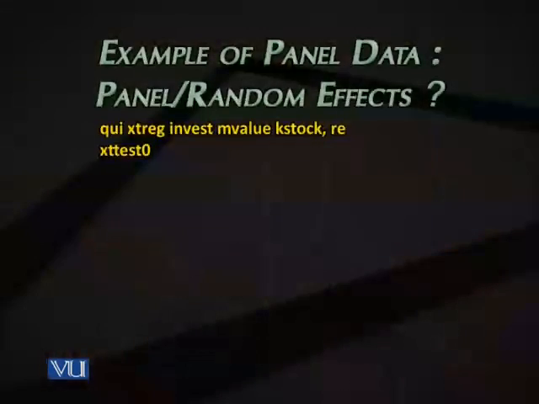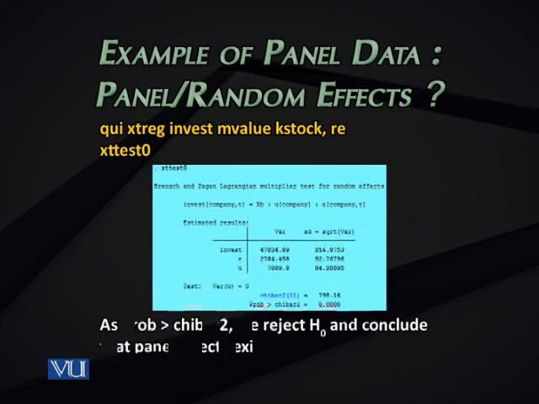Now let's move to the panel effects. If you remember, we used the command xttest0. This makes a choice between OLS and random effects. So in this case, we want to know whether there are panel effects or not. Again, we have written quietly, qui, quietly xtreg investment, market value, capital stock, random effect, re for random effect, and the test is xttest0. You see that the results show a probability greater than chi-square of 0, almost 0. So at the 1% level of significance, we can reject H0 and conclude that panel effects in fact exist. We need to take care of that. There are random effects. We cannot use OLS in this case.